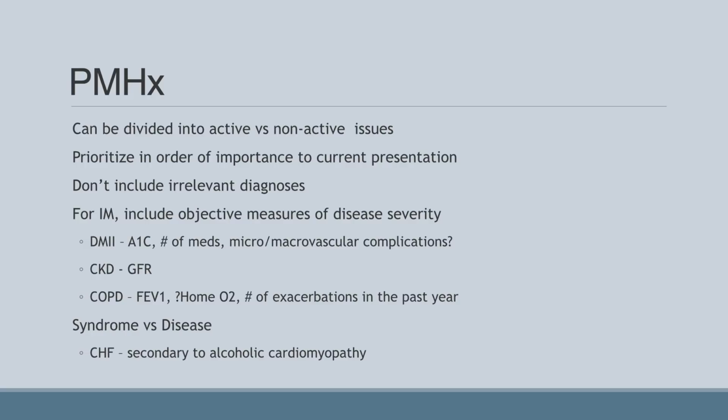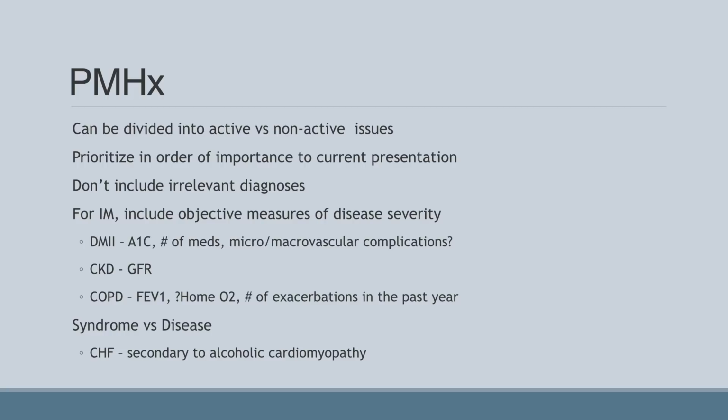The past medical history can be broken up into your active issues versus your non-active issues. I think an easy way to think about this is if you've ever studied French, you know that there's two forms of the past participle. So you have the imperfect past. Those are things that started in the past but are still ongoing. These are kind of like your active issues. And then there's the passé composé. These are things that started and ended in the past. They're done. These are kind of like your non-active issues. So you can think about your past medical history in this way.